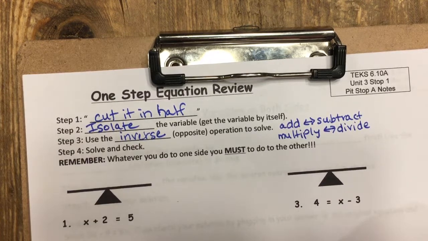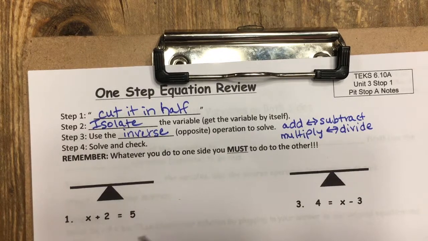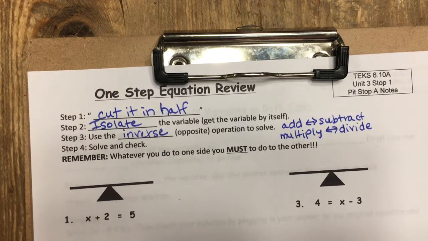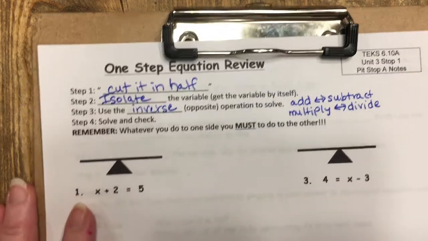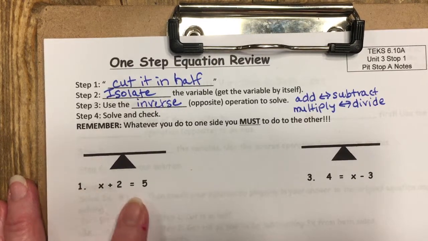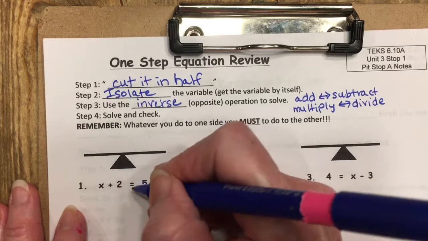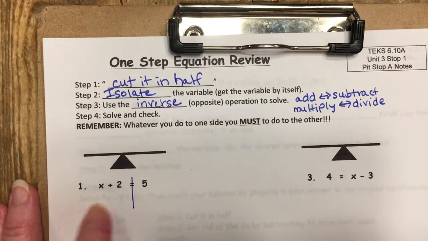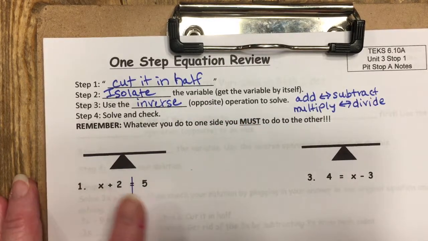So an important thing to remember is that because each side of an equation is equal to the other, you want to keep it balanced, keep it equal, by doing whatever you do to one side to the other side. All right, so here's an example of an equation. Equations have equal signs. x plus 2 equals 5. Our first step is to cut this in half.